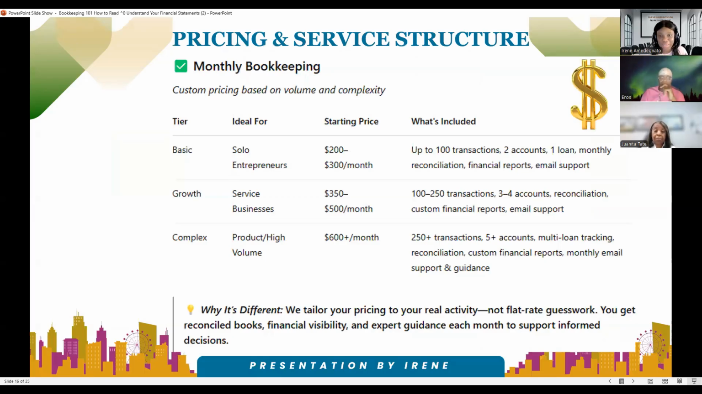Now let's jump into the services in detail with the price. Again, when it comes to the monthly service, my price is based on the volume and the complexity of the books. If I'm talking about complexity, don't worry, I'm talking about people who are growing very fast. So we can start with 200 to 300 a month, up to 100 transactions with 2 accounts, 1 loan, something like that. I just need to customize and tell you the right price. As you grow with more transactions and more accounts, the fee will also increase, up to 600 and up. So this is the monthly base.